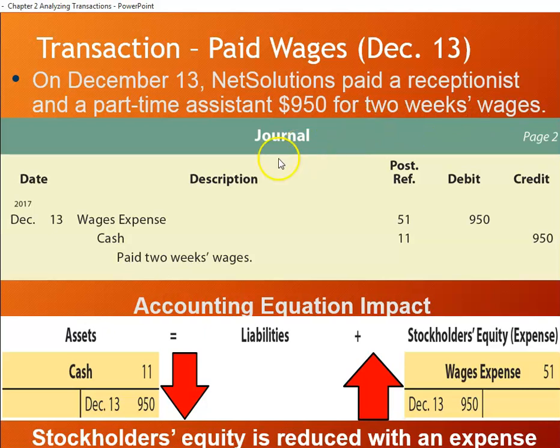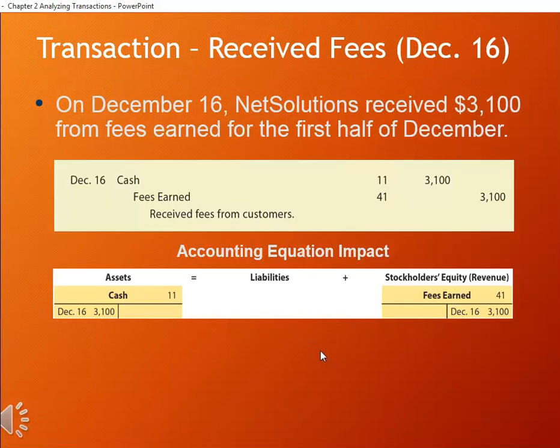And so what do we have? We have cash going down here in the amount of $950. That's our credit. Wage expense goes up with a debit. All expenses go up with a debit. Accounting equation impact. Well, expense here goes up, but again, stockholders' equity goes down. And then, of course, cash goes down as well. All right, let's see. We did this transaction here.